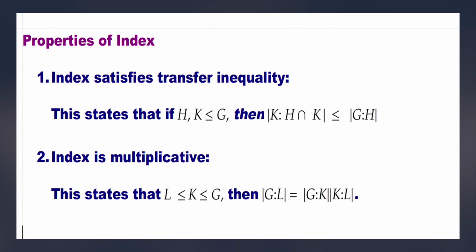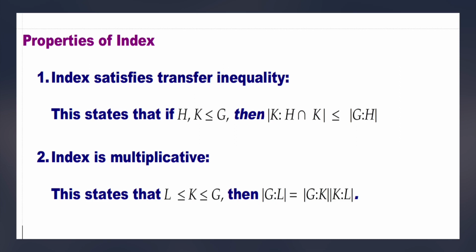Next one is properties of index. Index satisfies the transfer inequality. This states that if H, K are subgroups of G, then the index of H ∩ K in K is less than or equal to the index of H in G.